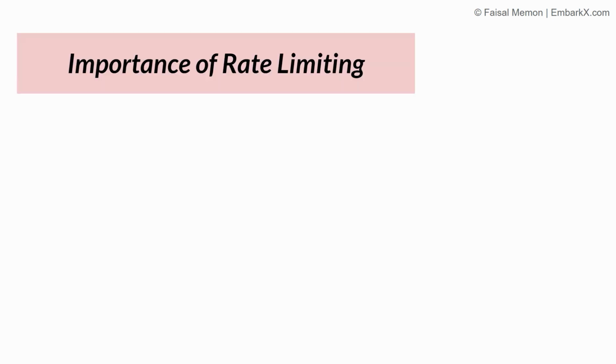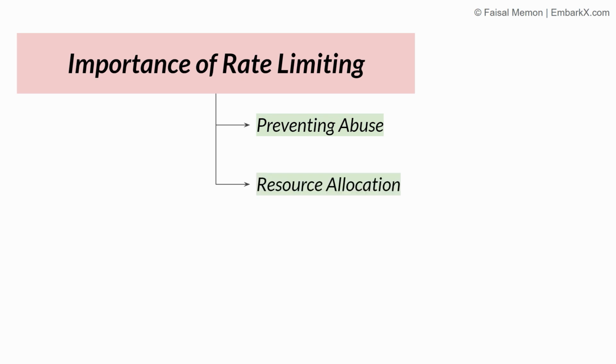Now, what is the importance of rate limiting? Rate limiting can be crucial for several reasons. The number one reason could be preventing abuse. Without rate limiting, a malicious user can overload a server with requests, causing it to slow down or crash. So this is one of the reasons why rate limiting is important.